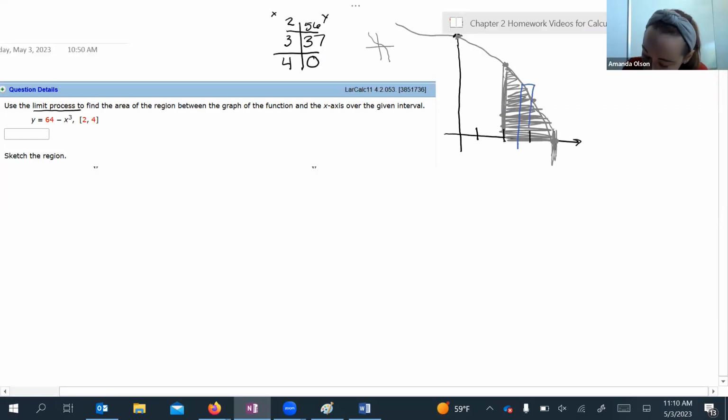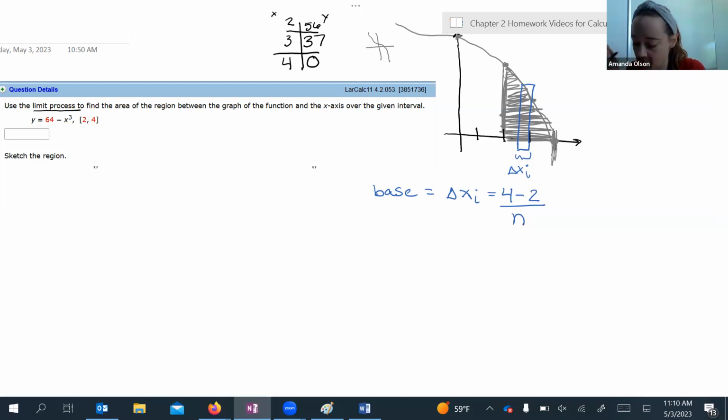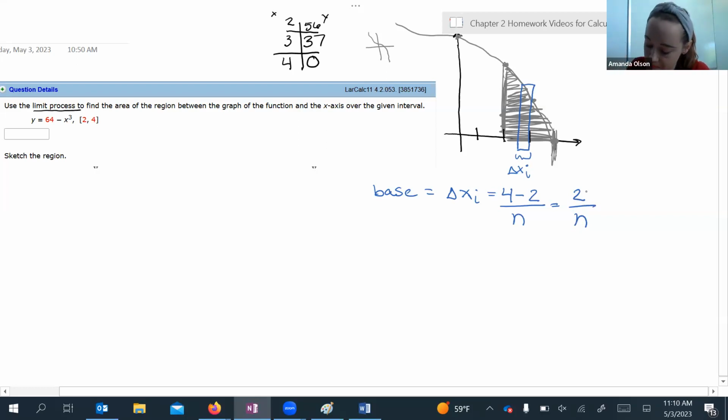And then I like to draw a rectangle so I can see what's my upper bound, what's my lower bound. Well, my width for this rectangle, depending on how many I have, that's my delta x of I. And so my base, which is my delta x of I, is going to be equal to 4 minus 2, that full length, and then we'll divide it by the number of rectangles we have, which we're going to look at the limit as n goes to infinity, where we have an infinite number of rectangles. But for right now, the width of each of them is going to be 2 over n. And of course, the width is going to get smaller when you increase the number of rectangles.